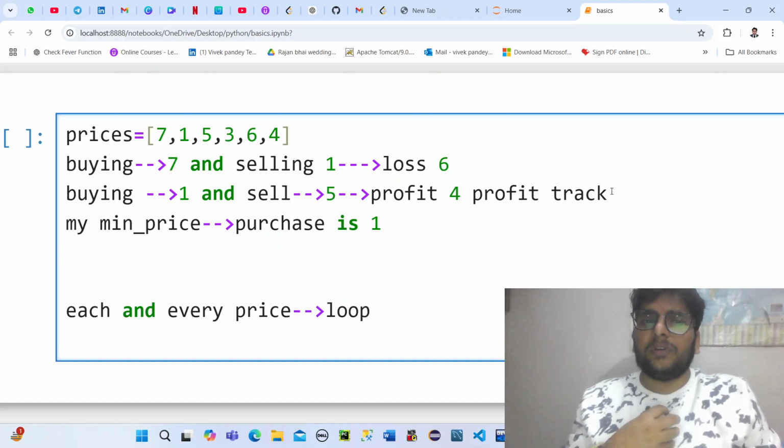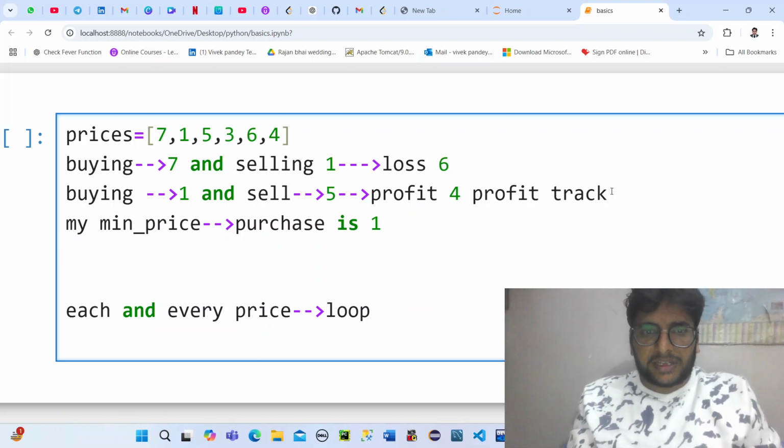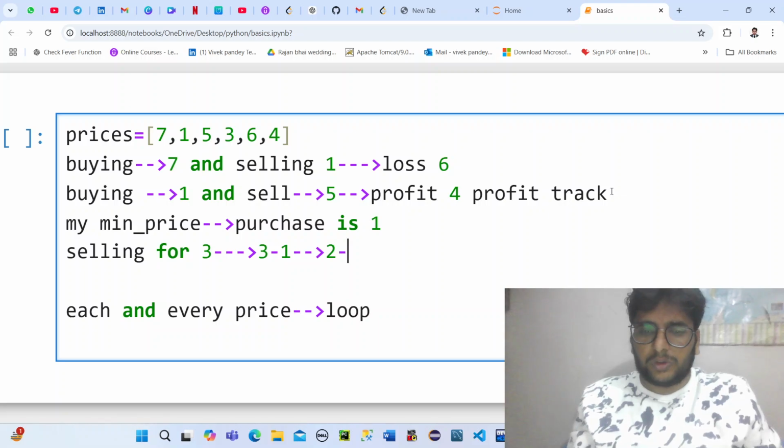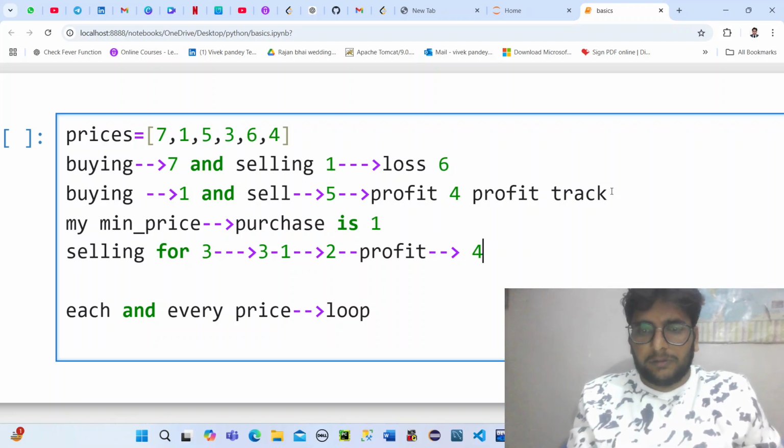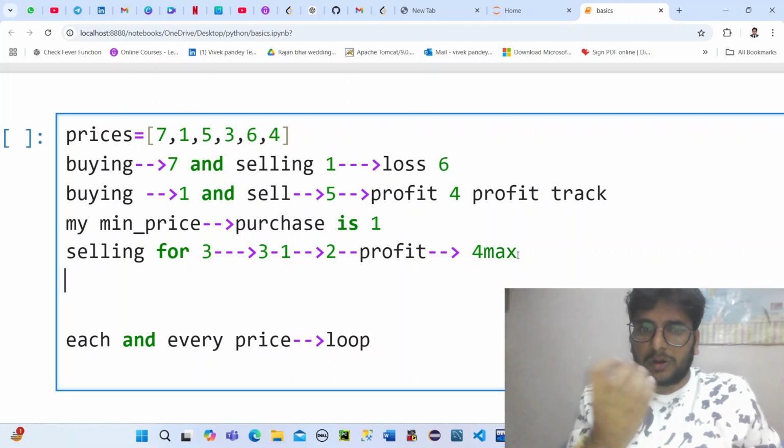Now I wanted to go for the profit. So if I'm selling for 3, then what happens? 3 minus 1, it is 2. So 2 is a profit. But the problem is, already I'm having a 4 rupees profit. 4 is max. So I cannot go with the 2 profit. So this 2 maximum is 4. So 4 is not getting updated. We are not going to change that.